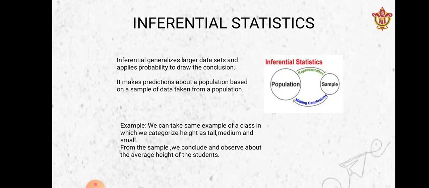The next type of statistics is inferential statistics. Inferential statistics generalizes large data sets and applies probability to draw a conclusion. So whatever conclusion we need to draw, we make it on the basis of probability. Right? It makes predictions about a population based on a sample of data taken from the population. So what is inferential statistics basically doing? It is basically making predictions, right?